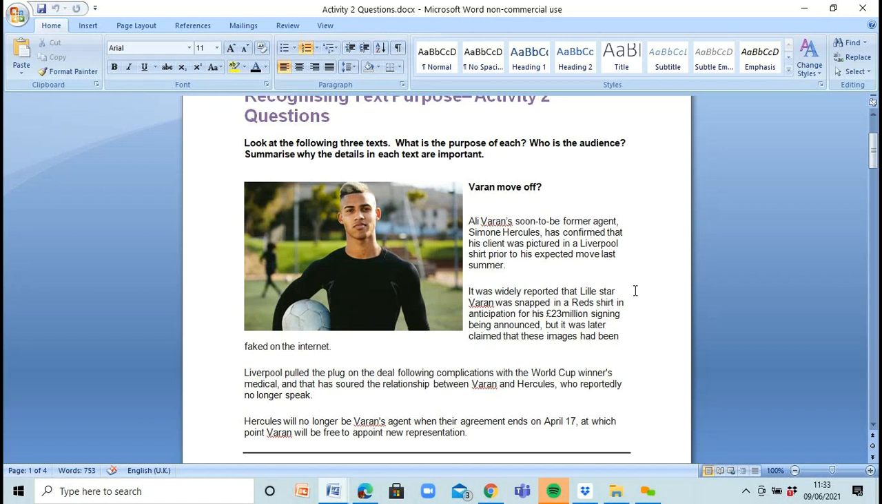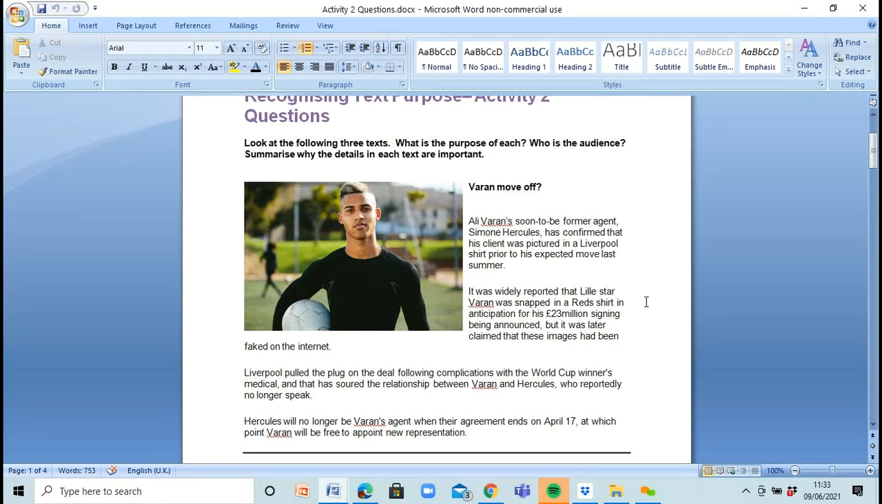Varun, move off. So Ali Varun, soon to be a former agent, Simone Hercules, has confirmed that his client was pictured in a Liverpool shirt prior to his expected move last summer.